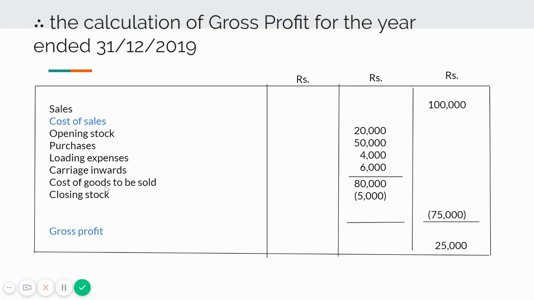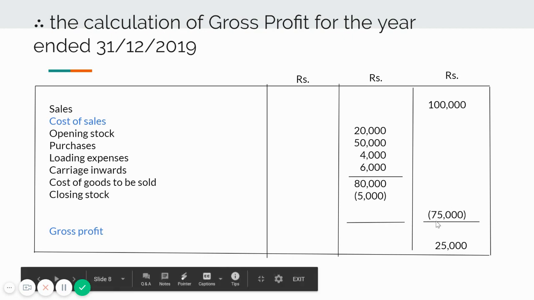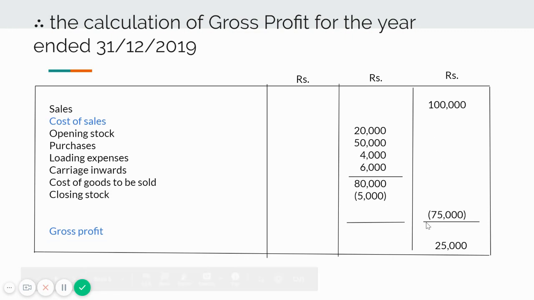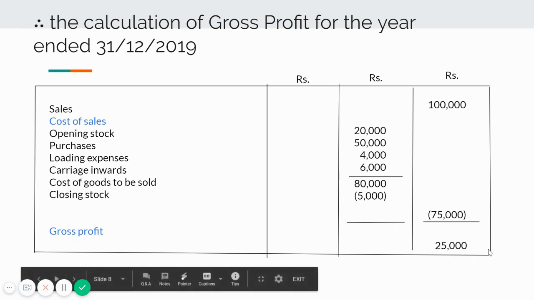We have already incurred 80,000 rupees worth of stocks, but practically we were unable to sell 5,000 worth of stocks during the accounting period. So once you deduct that, you will end up with the true figure of cost of sales of 75,000, and thereby the difference of 100,000 and 75,000 will end up with a gross profit of 25,000 rupees.